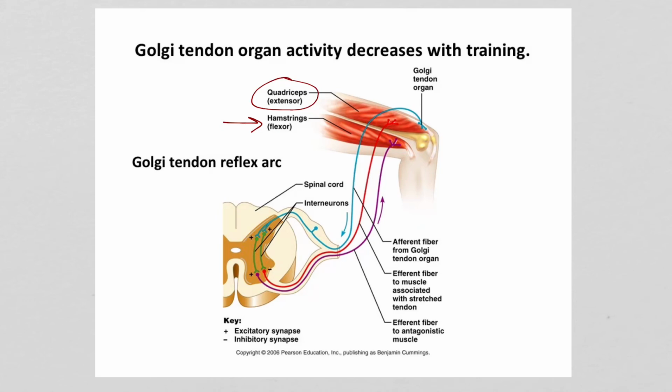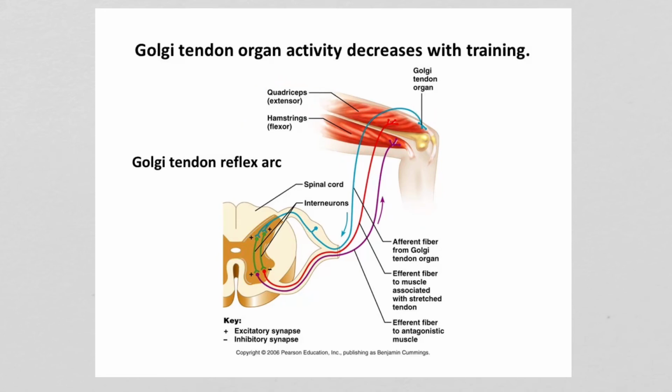Back to the Golgi tendon organ: it senses force being produced near the tendon, and in the blue neuron, an afferent fiber, it sends its impulses back through the dorsal root into the spinal cord, where it synapses with interneurons. Those interneurons then synapse with two different alpha motor neurons. First, let's take the red one. The red neuron goes back to the primary muscle associated with the Golgi tendon organ, in this case the quadriceps. And this purple neuron goes to the antagonistic muscle, in this case the hamstring.